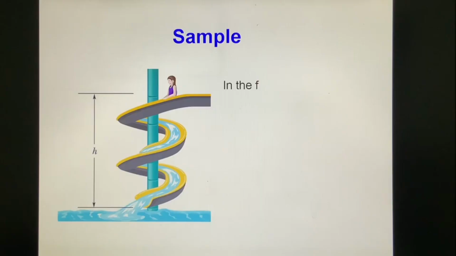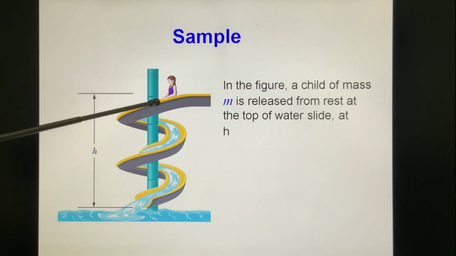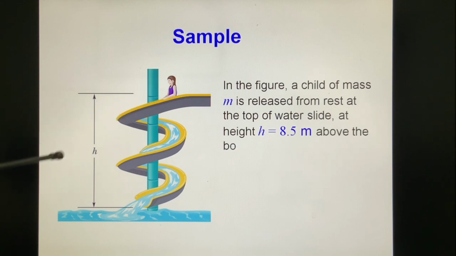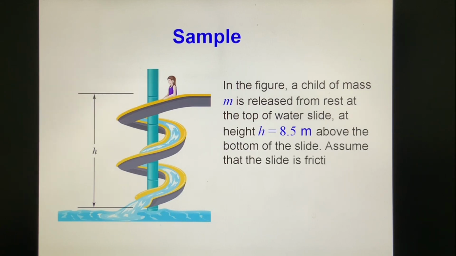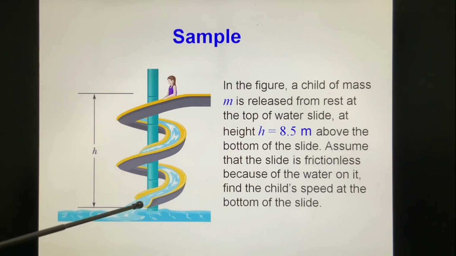Sample problem. In the figure, a child of mass m is released from rest at the top of the water slide, at height h equals 8.5 meters above the bottom of the slide. Assume that the slide is frictionless because of the water on it. Find the child's speed at the bottom of the slide.